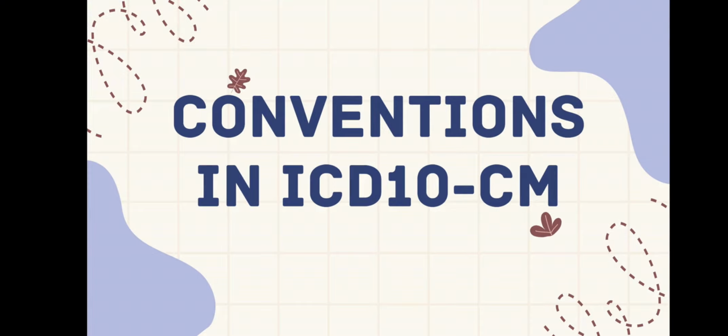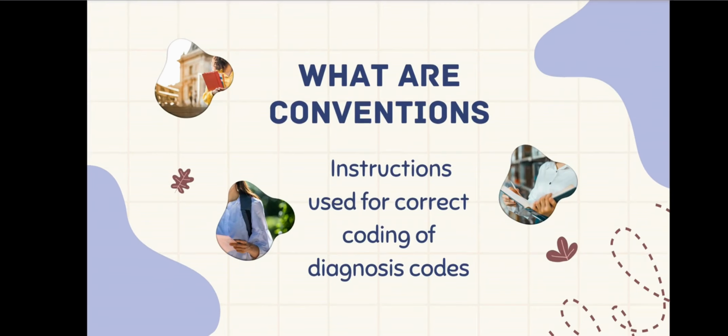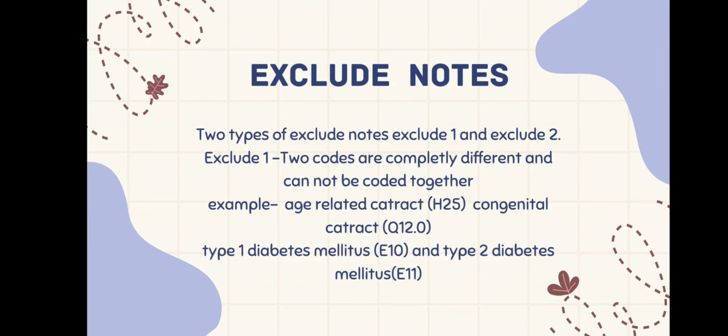In today's video, we're going to learn one of the most important topics in ICD10CM, conventions. So, what are ICD10CM conventions? Conventions are the rules and instructions used throughout the ICD10CM book to help coders assign the correct diagnosis codes. Following these conventions ensures coding is accurate and consistent. So, let's get started. Excludes 1 note. Excludes 1 means not coded here.